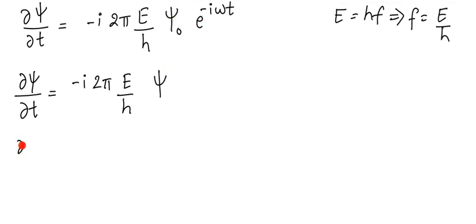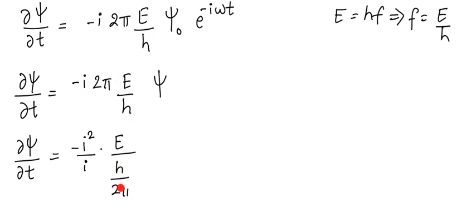And now I will do it like this: del psi by del t is equal to minus, you can just multiply by i in the denominator and numerator, and this i will cancel with one i, and only one i remains there, and minus is already there. Then again you just put this 2 pi below h. You can write this as h divided by 2 pi, and there is the value of psi.